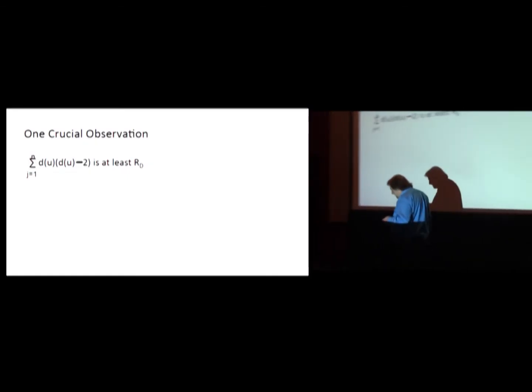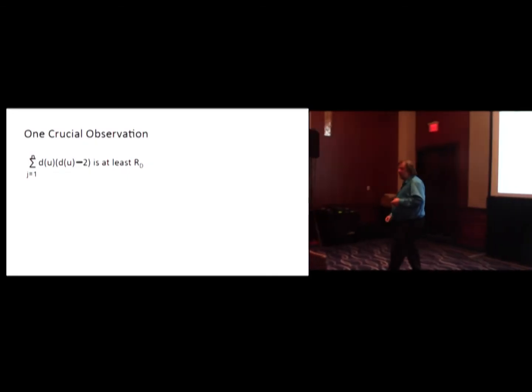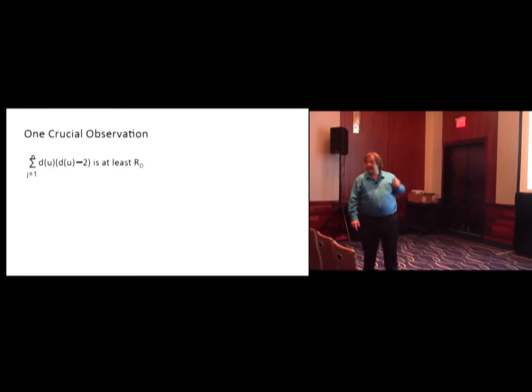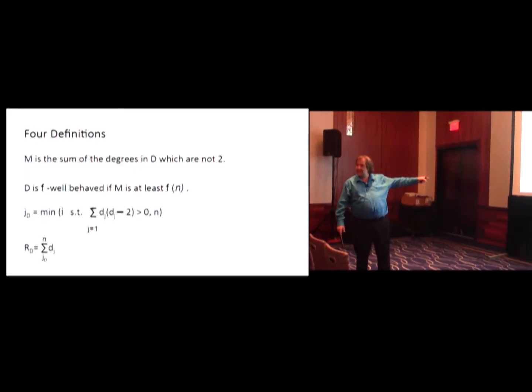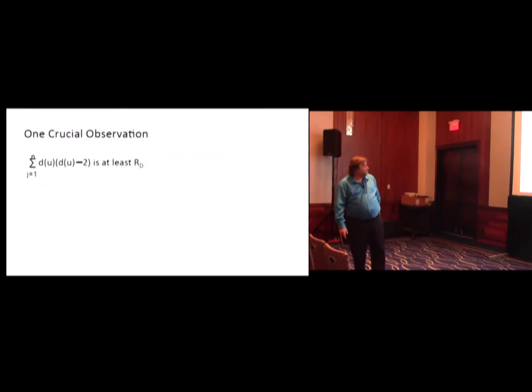The point is that this sum that we were looking at before is always at least RD. Because what we did with RD is instead of taking DJ minus 2, we took DJ. But by the time we get to JD, since this sum is positive, DJ has to be at least 3. So this sum will be bigger.